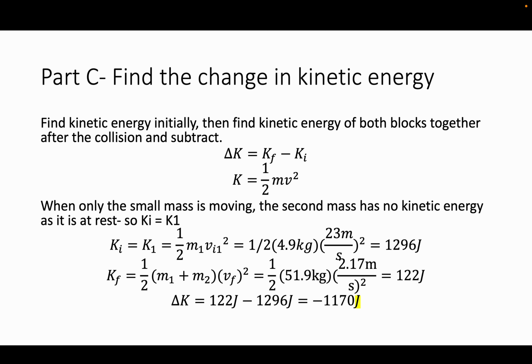So Ki is equal to the kinetic energy of block 1 initially, which is just 1/2 m1 vi1 squared. When we do that, we get 1,296 joules. Then for the final kinetic energy, similar to momentum, we're just adding the masses together and using the final velocity that we solved for in the last part, and we do a little math and we get 122 joules. Now we subtract the initial kinetic energy from the final, and we get negative 1,170 joules as the change in kinetic energy.